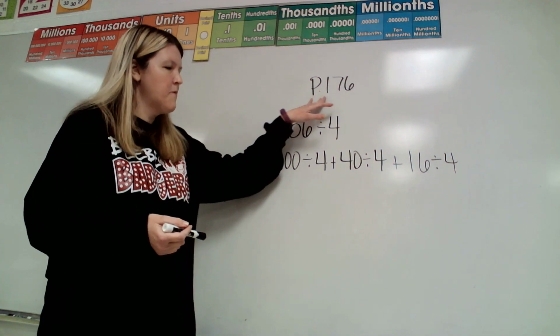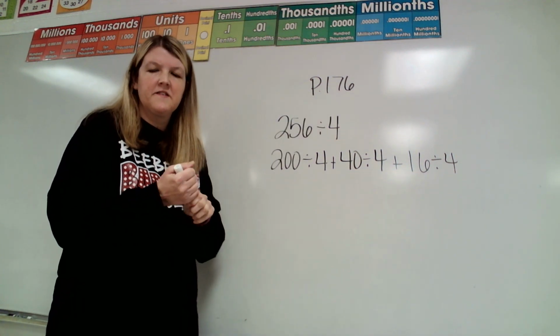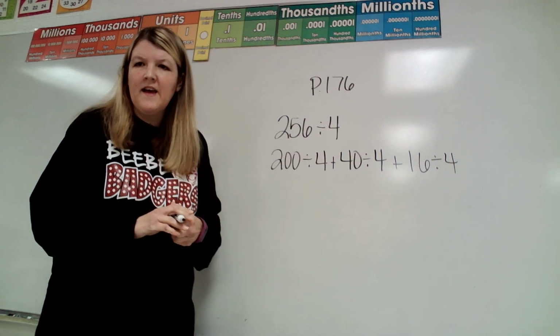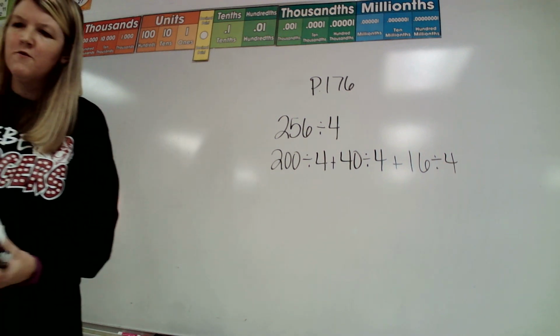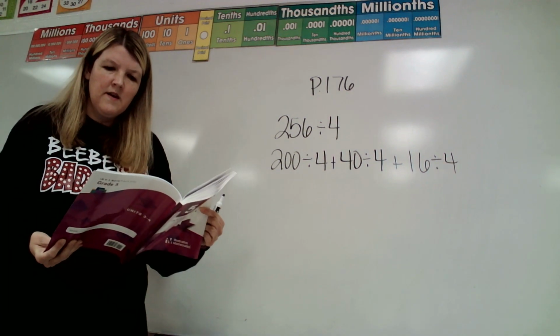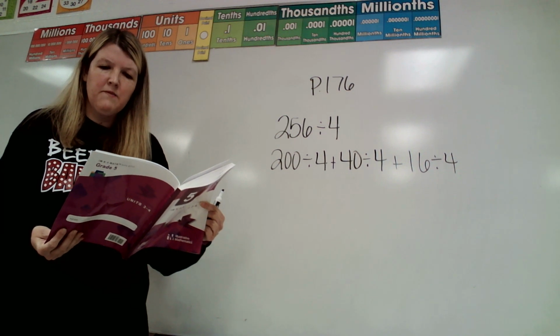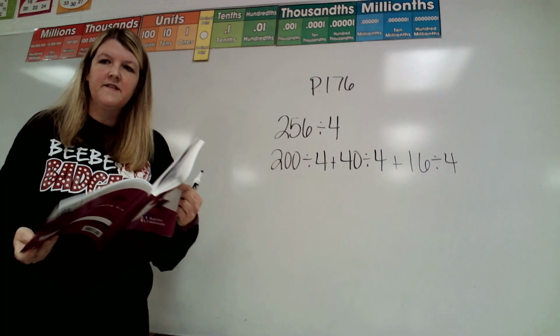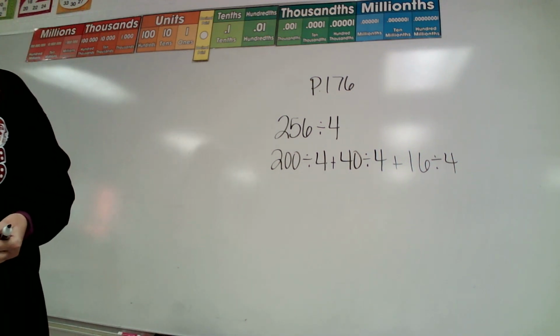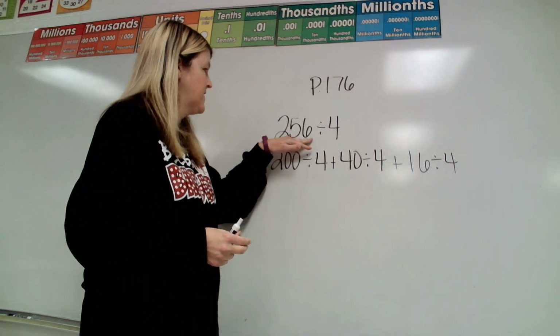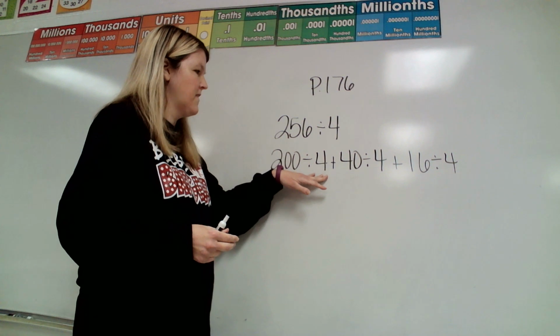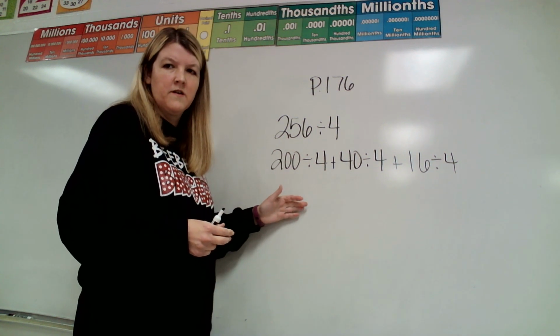All right, so this will help with workbook page 176. And what they have asked you on this page is explain why 256 divided by 4 is equivalent to 200 divided by 4, 40 divided by 4, and 16 divided by 4. So what they've done is they've just broken up 256 into numbers that will divide evenly by 4.